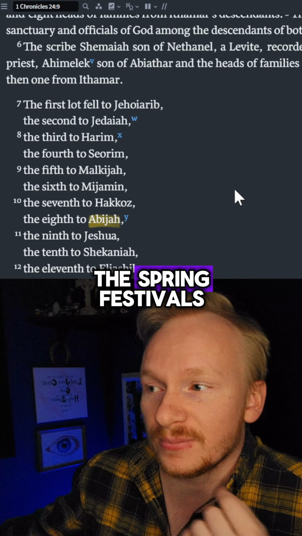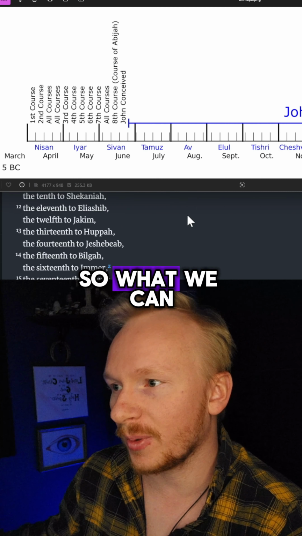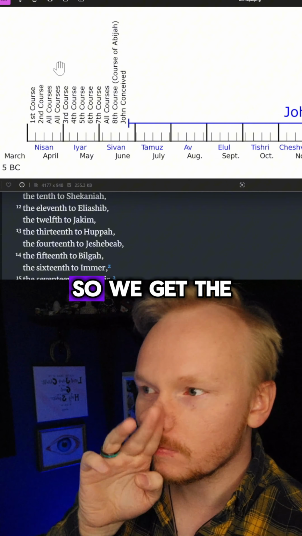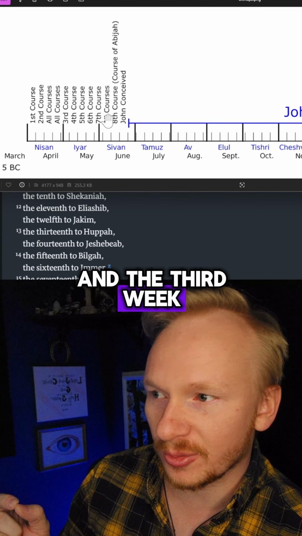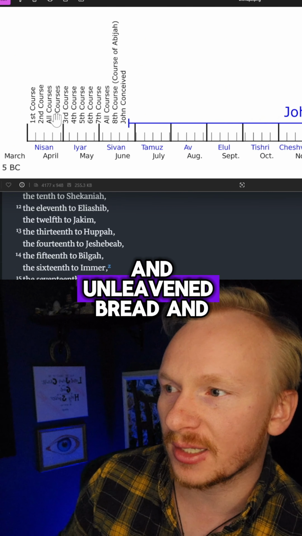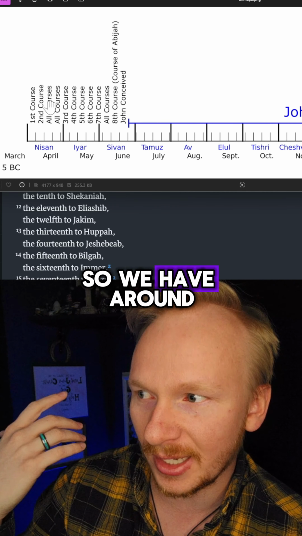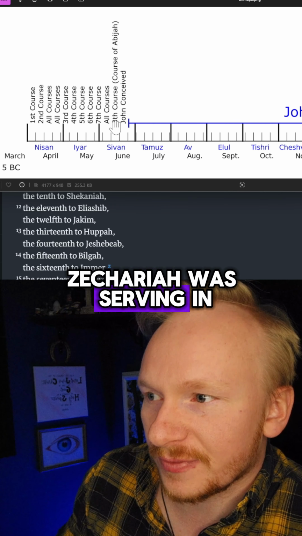And we know during the spring festivals, each of them also had something happening. So what we can do is jot this timeline down some. Nisan is the first month of the year. So we get the first 8 courses plus the 2 weeks and the 3rd week for Pentecost. So this is Passover and unleavened bread and then Pentecost. So we have all of the priests serving during this point. So we have around 11 weeks or so before Zechariah was serving in the temple.